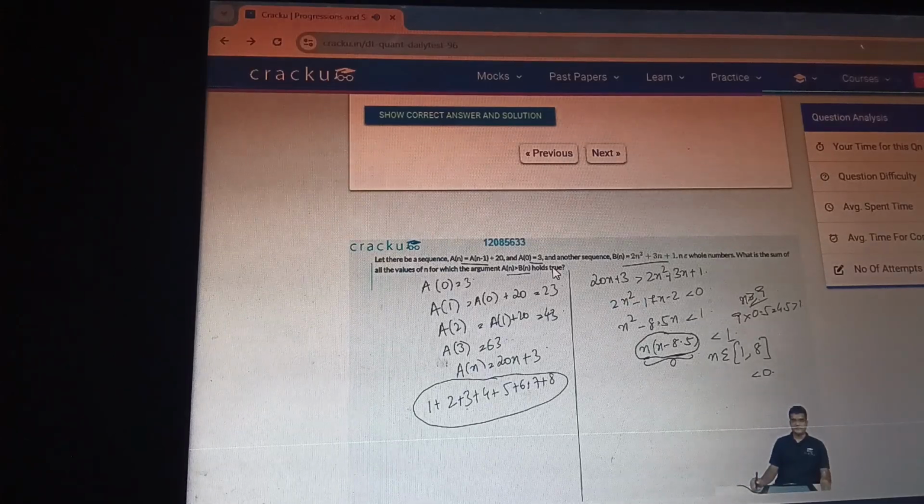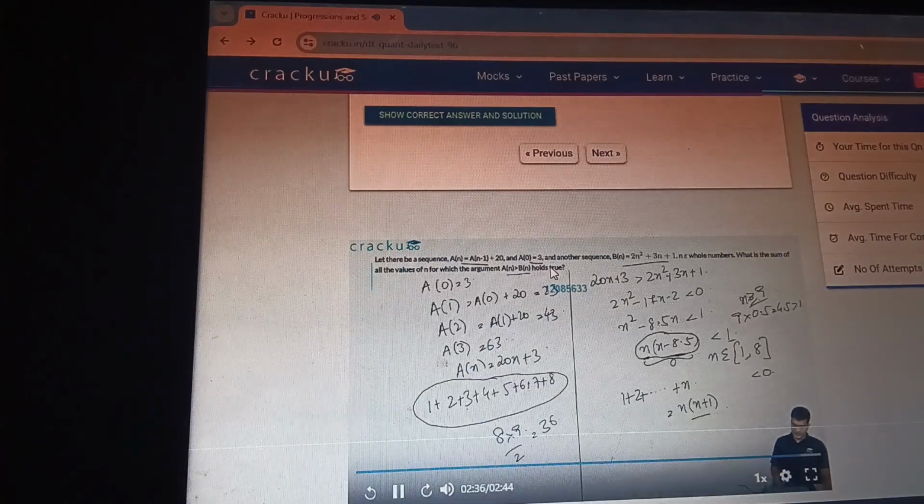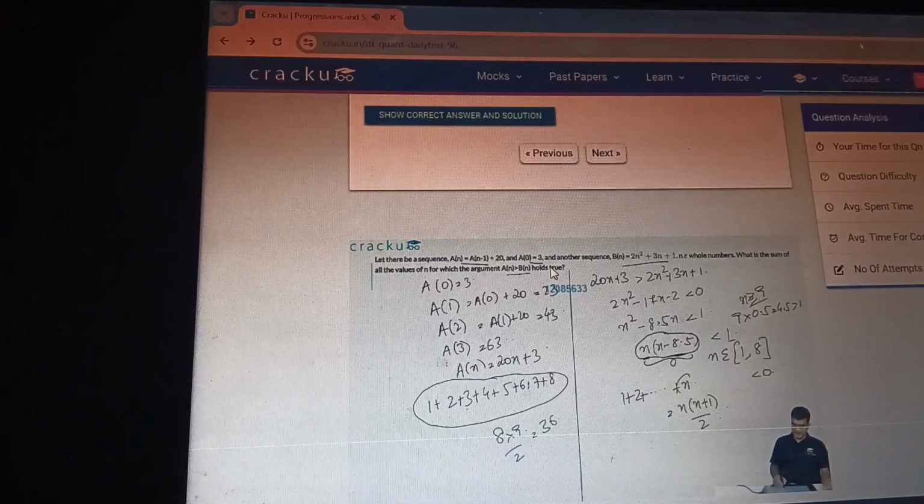And what is the sum of all the natural numbers till 8? It will be equal to 8 into 9 divided by 2, which is equal to 36. Remember the formula? The sum of the first n natural numbers, 1 plus 2 plus dot dot dot till n, is equal to n into n plus 1 divided by 2. In this particular case, we are substituting n equal to 8, so it will be 8 into 9 by 2, which is 9 into 4, which is 36.